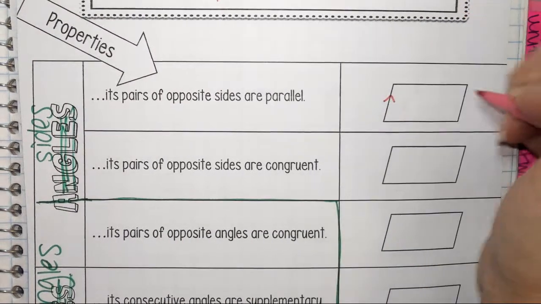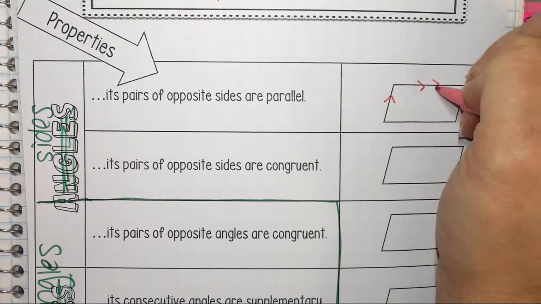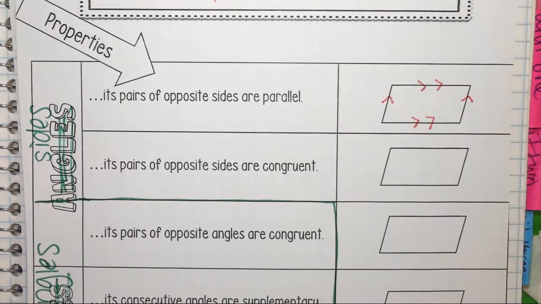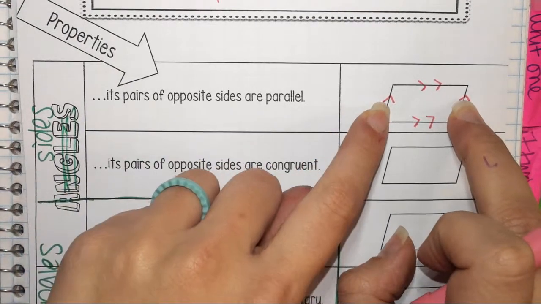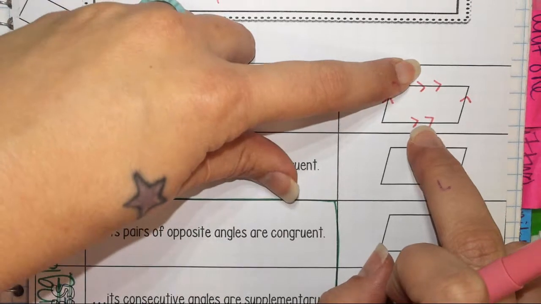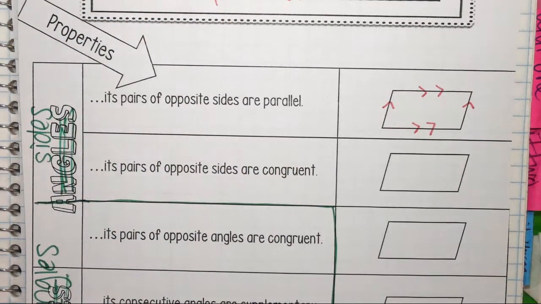And remember, for them to be parallel, we put the little arrows. Boom. That's it. If it looks like that, it's no. These 2 are parallel. That's why we put 1 set of arrows. And these 2 are parallel. That's why we put 2. You have to put the arrow. Yes. That's how we mark that they're parallel.